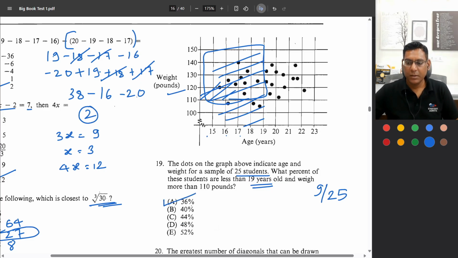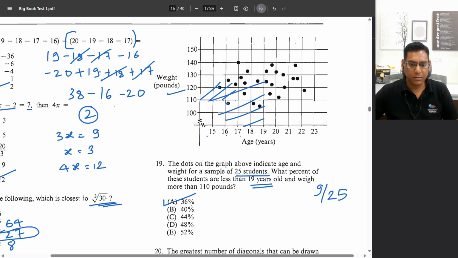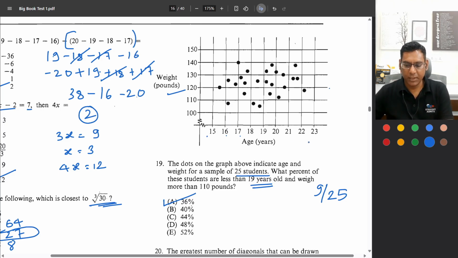Let me just get rid of this, otherwise it will be very cluttered for the next question. Let's move on to the next one.